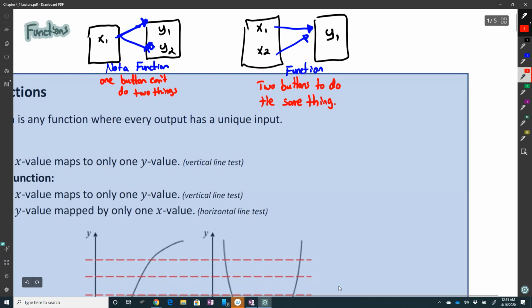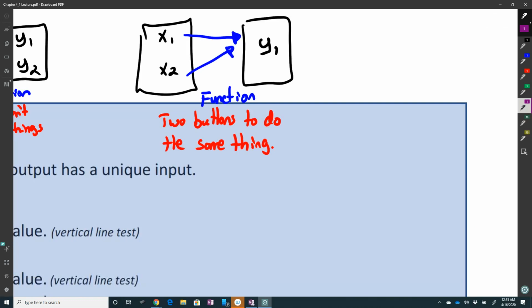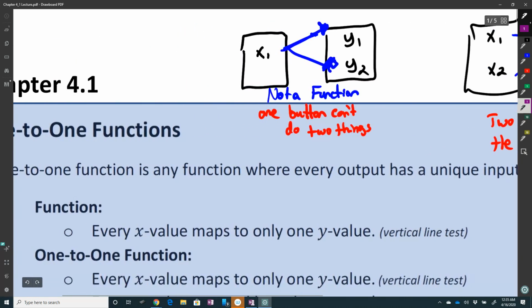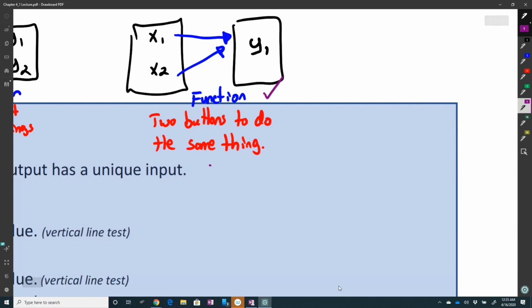Now, on that note though, this is a function, but we're going to define a new function. This idea of two buttons doing the same thing, yes, it's a function, but it's not what we call one-to-one, which is the definition here, a one-to-one function. So this is good, but not one-to-one.